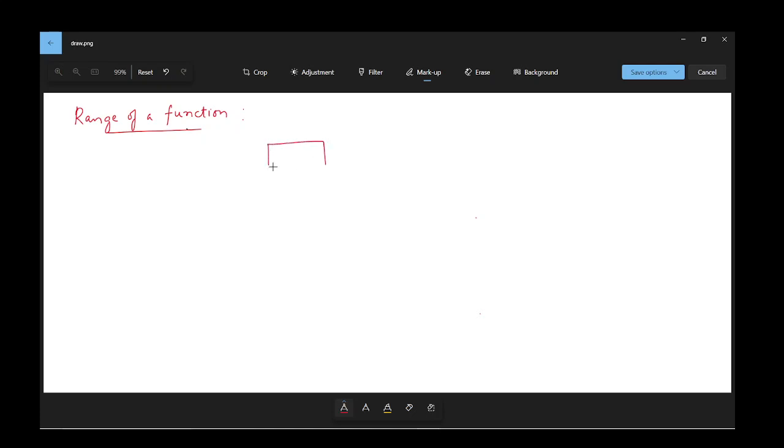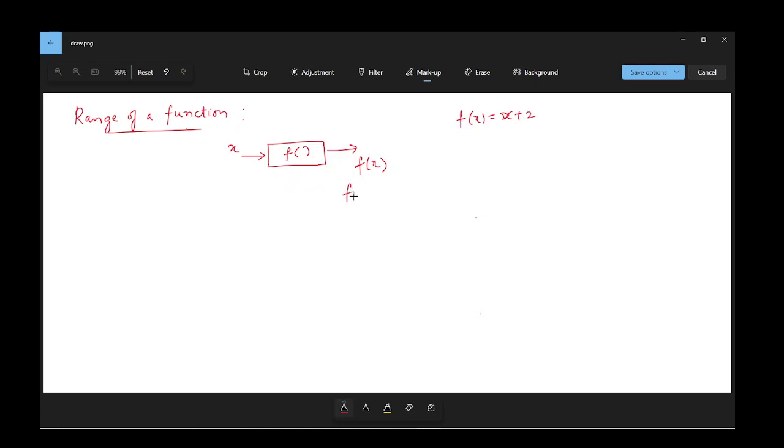If we consider a function as a box which takes an input and produces output f of x according to a definite rule. For example, f of x is equal to x plus 2, where it takes the input x and adds 2 to it.